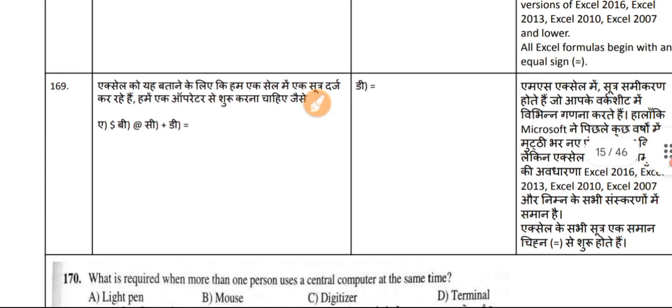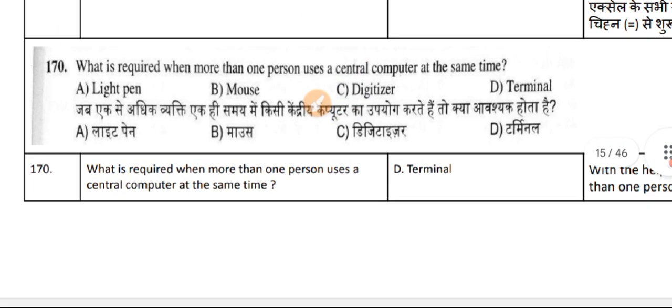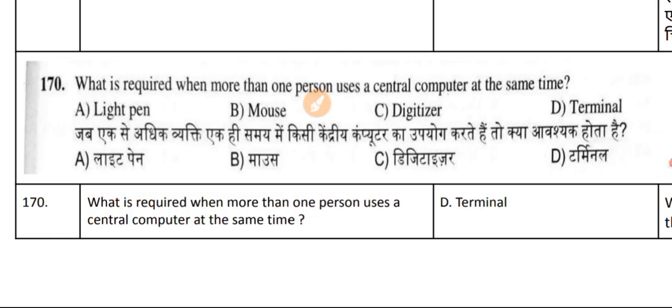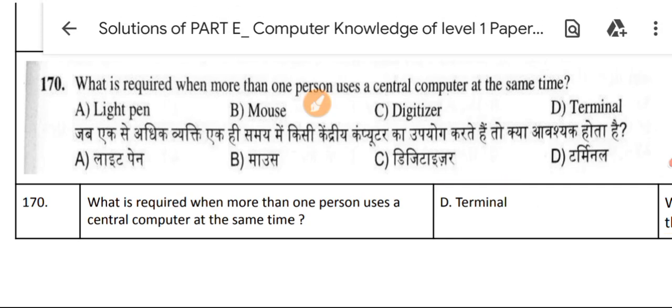Okay, next question is 169. Sorry, 169 is completed. Question number 170: What is required when more than one person uses the central computer at the same time? That is called a terminal. That is called a terminal.